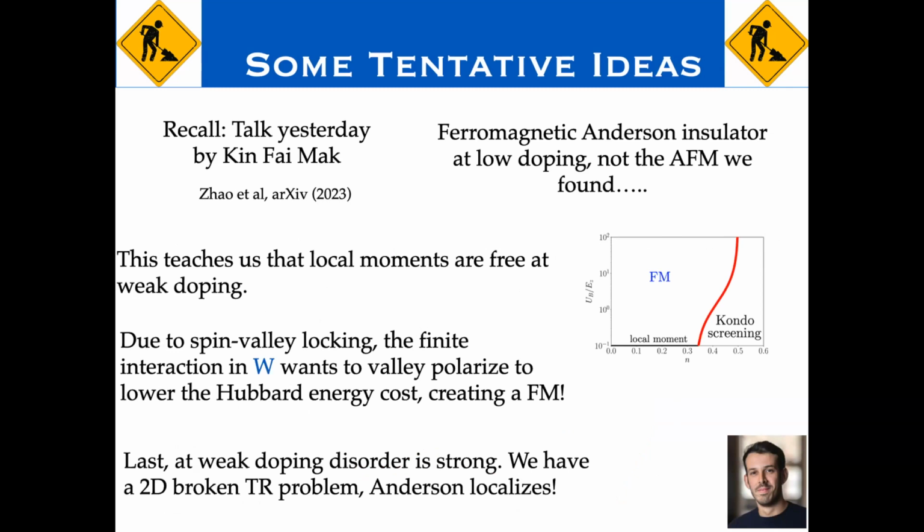So now I have free moments. I have this interacting W band that's spin valley locked. That Hubbard interaction is going to basically want to put all the electrons into one of the valleys. So it's going to valley polarize, which gives me a ferromagnet. That ferromagnet breaks time reversal symmetry. The strong disorder with doping gives me a unitary class problem in 2D.